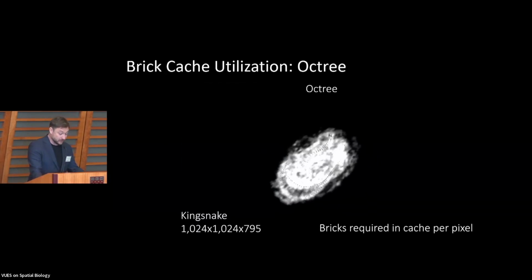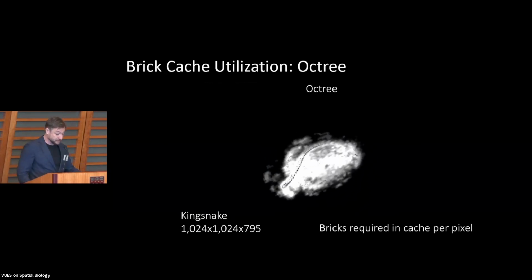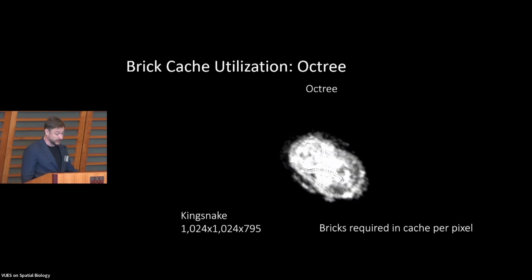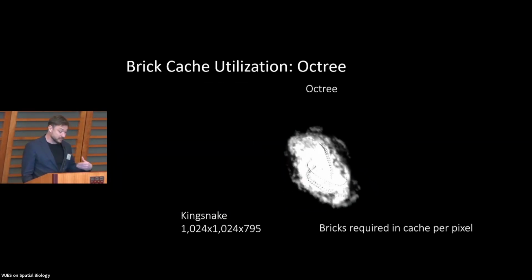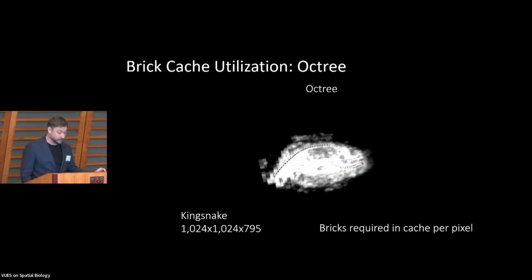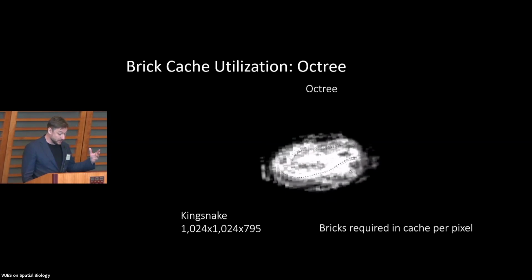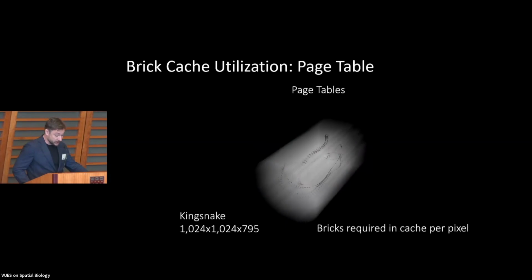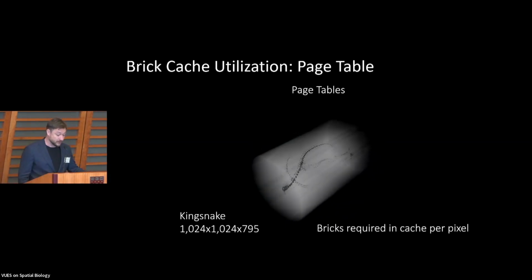So when we use the standard octree approach and we render this, we can see that around the snake skeleton, we have a lot of bricks that are required to be in cache. And that's of course because low resolution bricks need to be in cache so that the higher resolution data can be in cache too. However, outside of this region of interest, we see that the volume is nearly empty here. So almost no bricks have to be cached because entire octree nodes can be skipped already at a higher level.